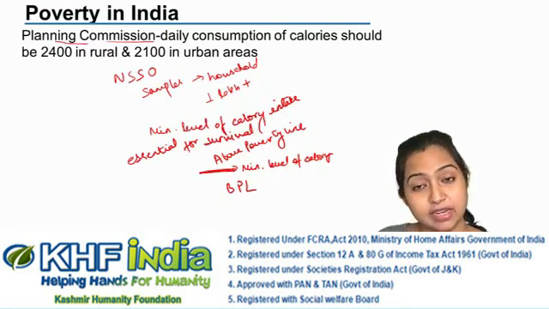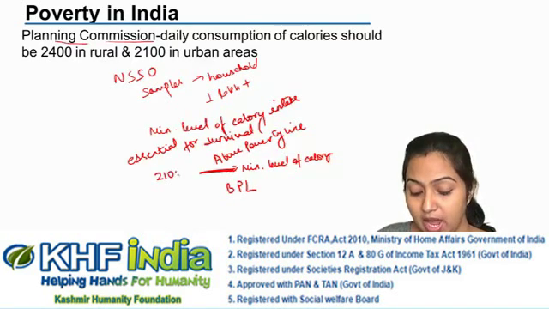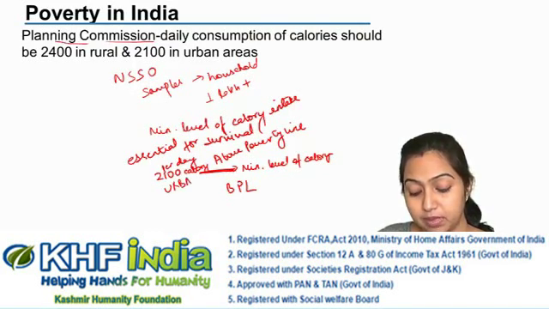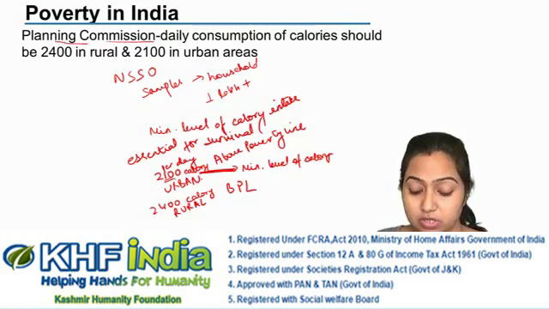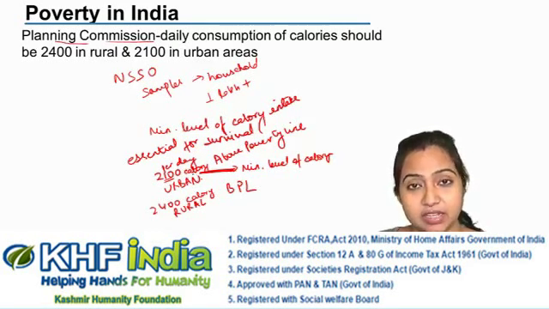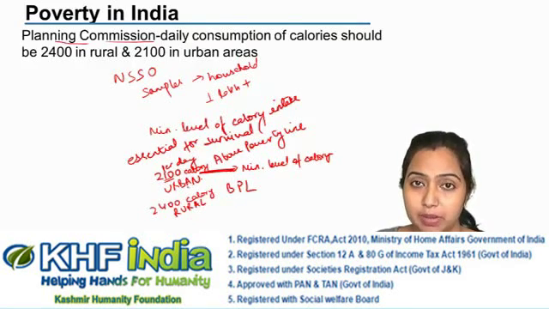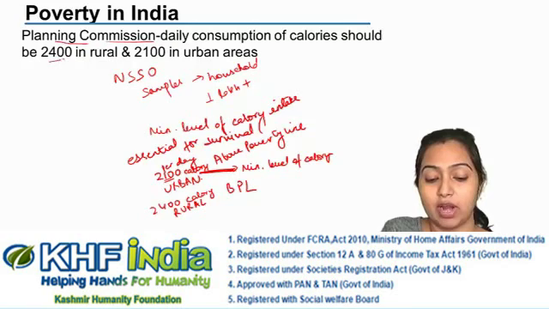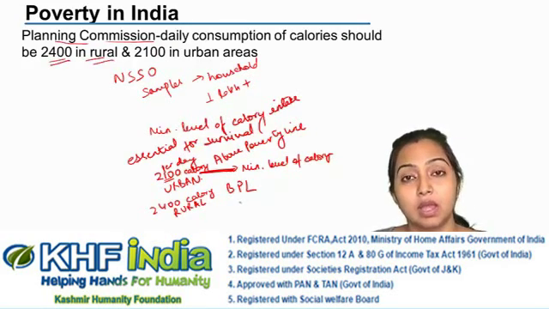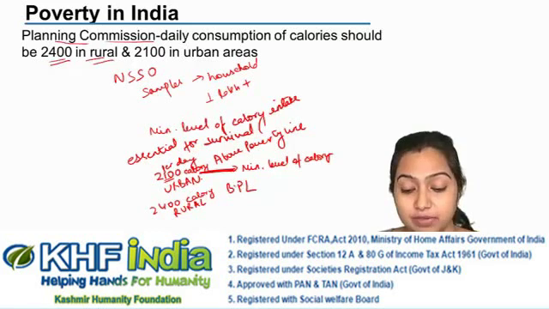What was that level set? That was 2100 calorie intake per day for urban people who live in cities, and it was 2400 calorie intake for rural people which live in villages. You can remember this by urban people are more calorie conscious, so lesser calories for them. So 2100 calories intake per day was essential for urban people to survive, and it was 2400 for rural people. But this was earlier. Now things have changed.